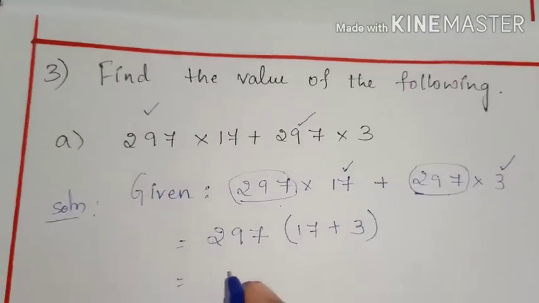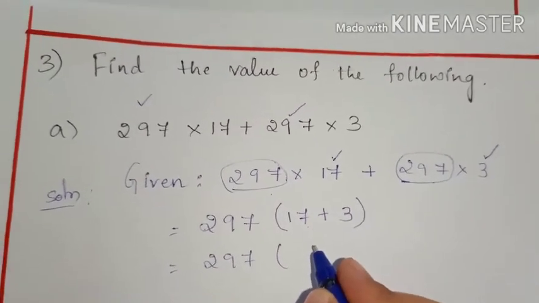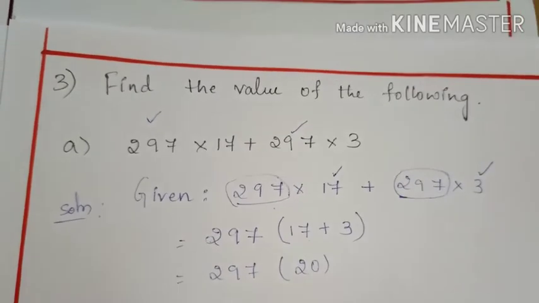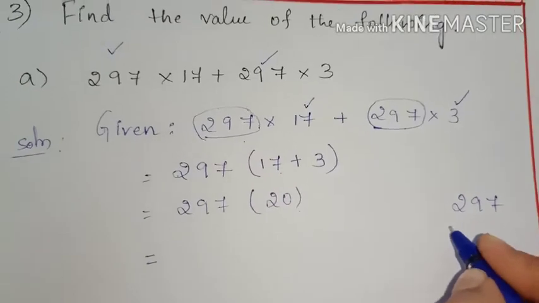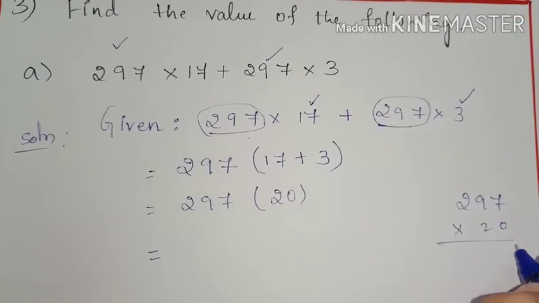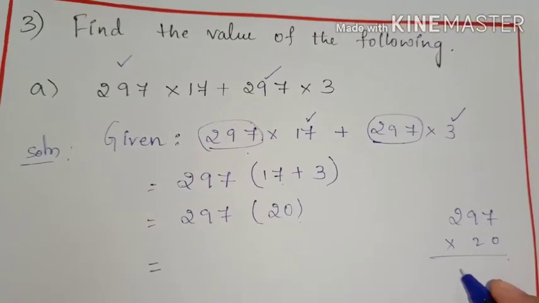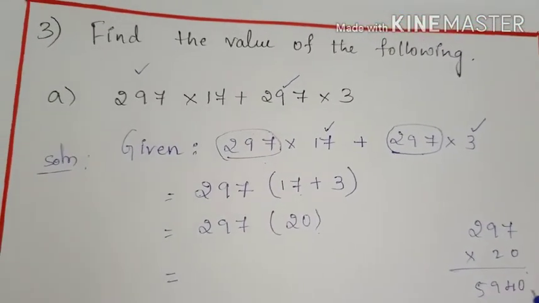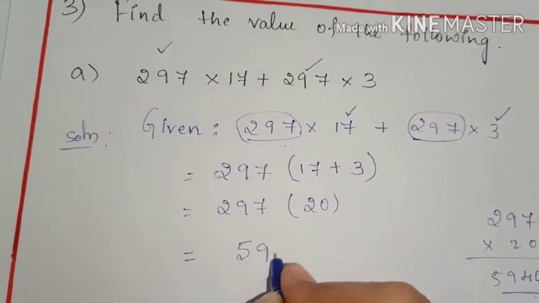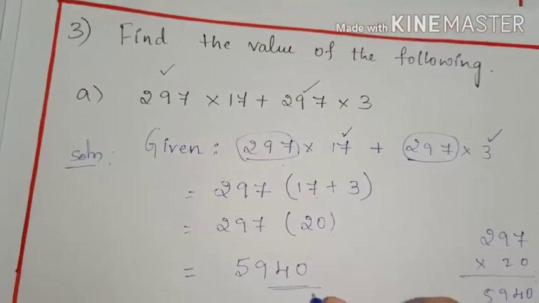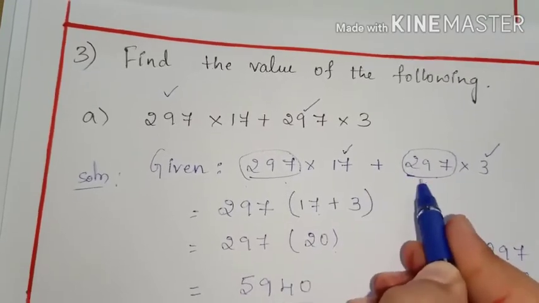So first solve what is inside the bracket. 17 plus 3 is 20. Then you can multiply now. 297 into 20. So you will get the answer as 5940. You can multiply and check. So answer is 5940.